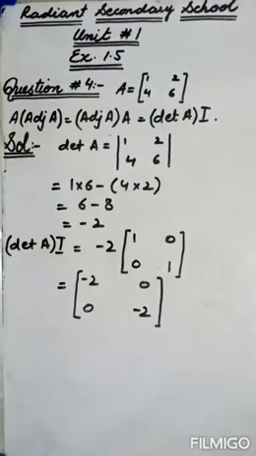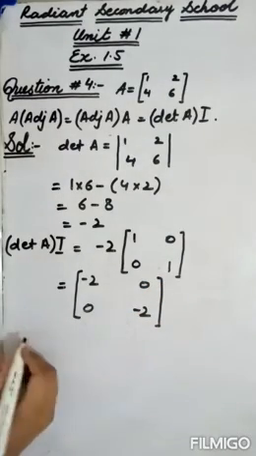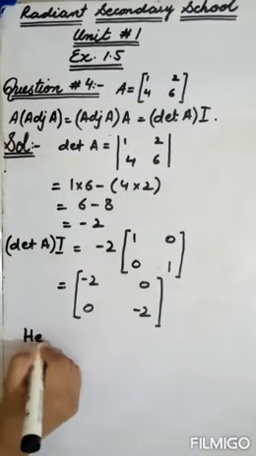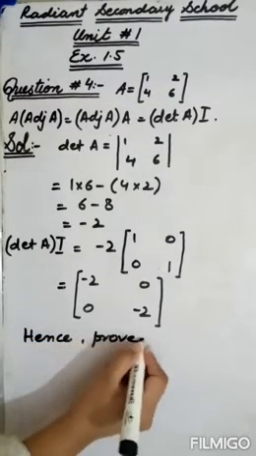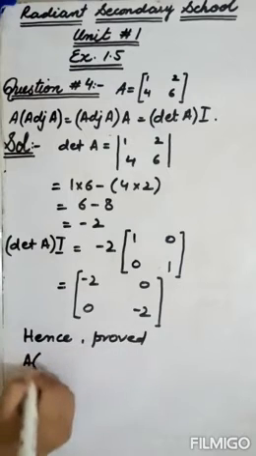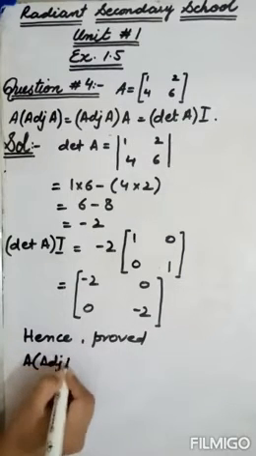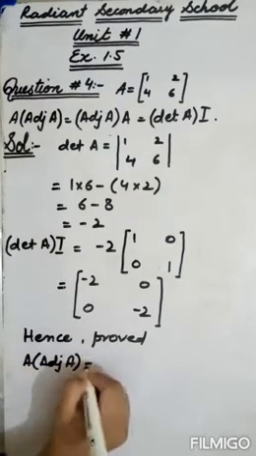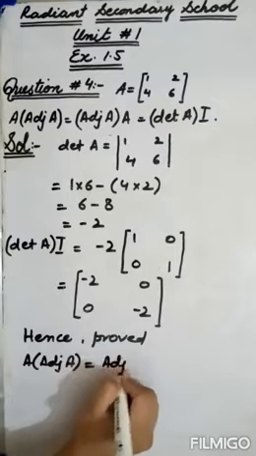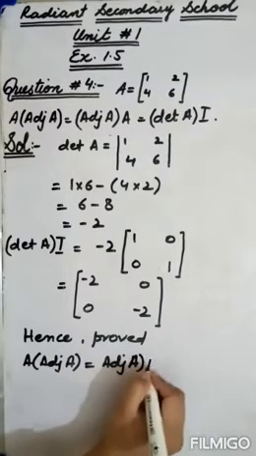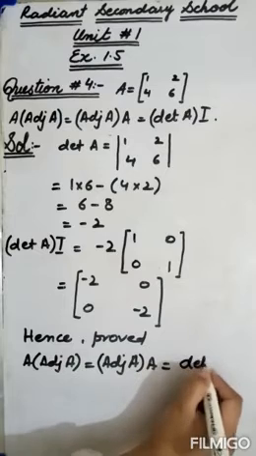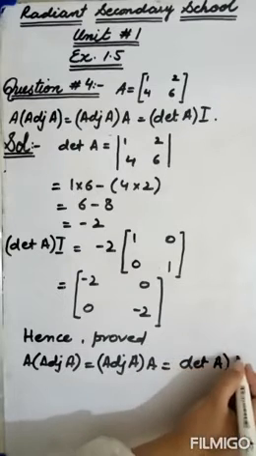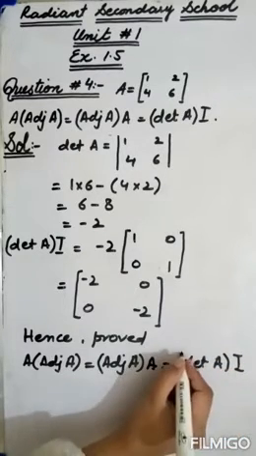You can see all the sides are equal. So we can say hence proved. And what have we proved? We have proved A into adjoint of A is equal to adjoint of A into A, and it is also equal to determinant of A into identity matrix.